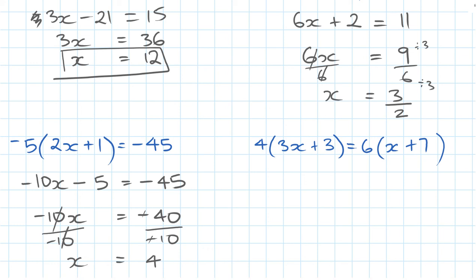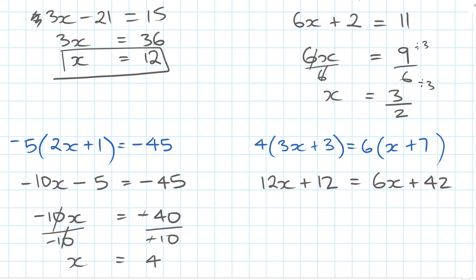Okay, fourth example. We've got brackets on both sides of the equal sign, so we're going to expand both sides. So on the left hand side, I end up with 12x plus 12, and that is equal to, on the right hand side, I'm going to expand as well, 6x plus 42.